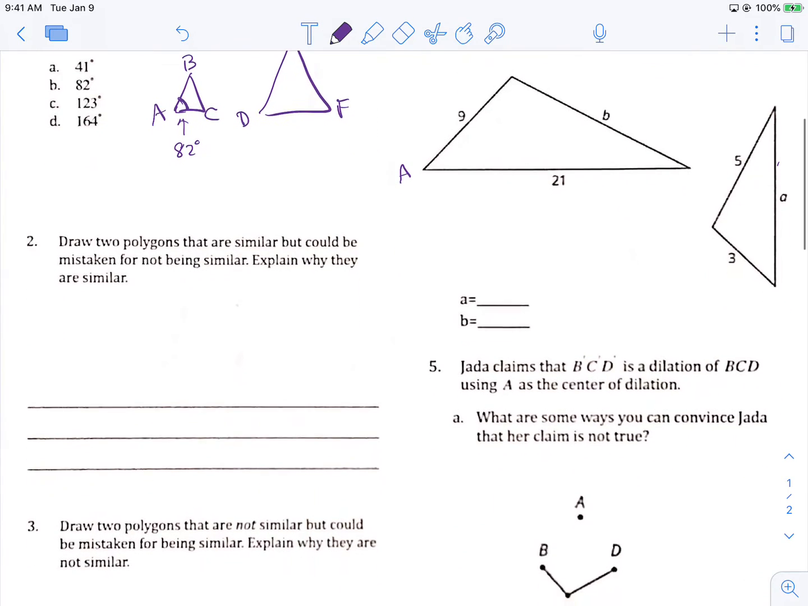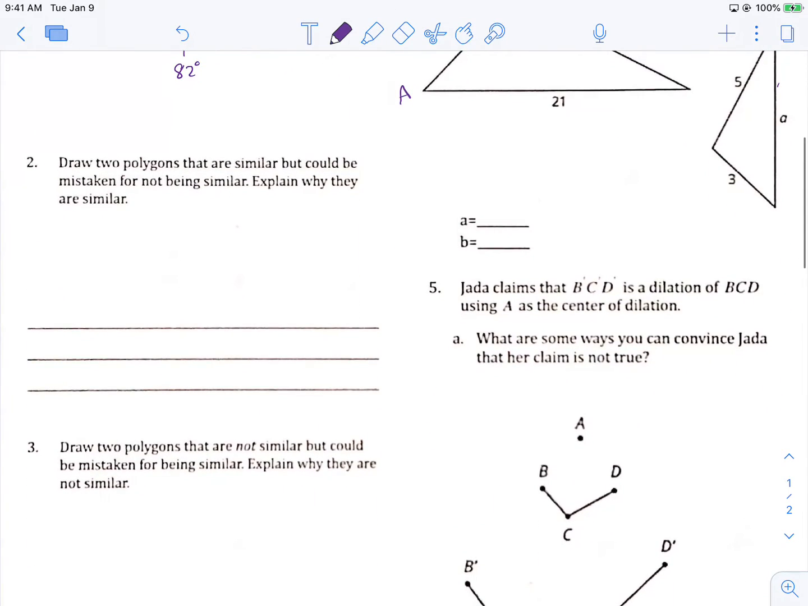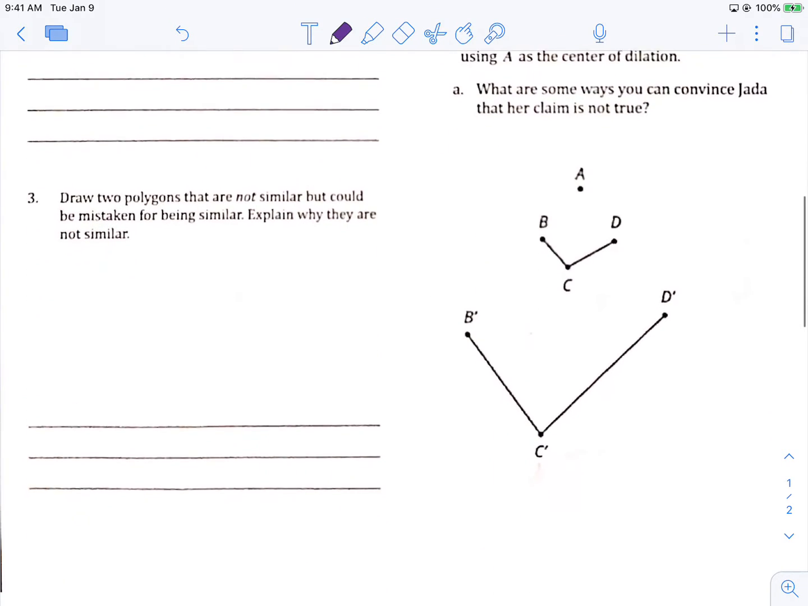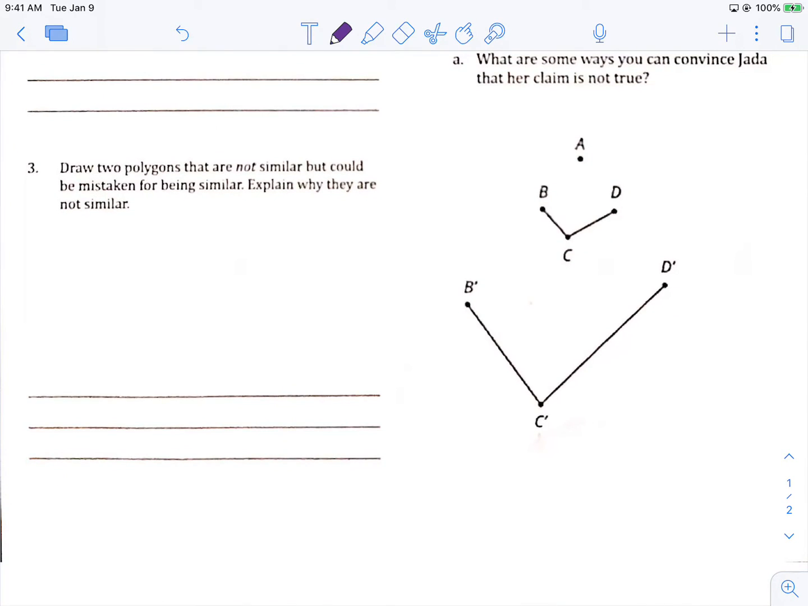Number 2, you're going to draw two polygons that are similar. They are similar, so you've got to know what similar means, but could be mistaken for not being similar, and then you have a place to explain why they are similar. So be detailed in your drawings so that we can see you have a clear understanding.